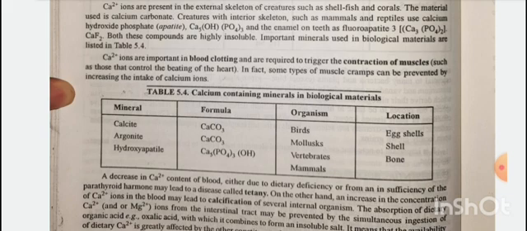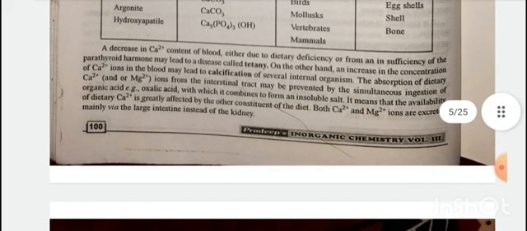Ca2+ ions are important in blood clotting and are required to trigger the contraction of muscles such as those that control the beating of the heart. In fact, some types of muscle cramps can be prevented by increasing the intake of calcium ion. A decrease in the Ca2+ content of blood, either due to dietary deficiency or from an insufficiency of the parathyroid hormone, may lead to a disease called tetany. On the other hand, an increase in the concentration of Ca2+ ion in the blood may lead to the calcification of several internal organs.